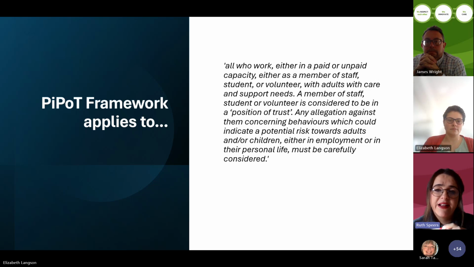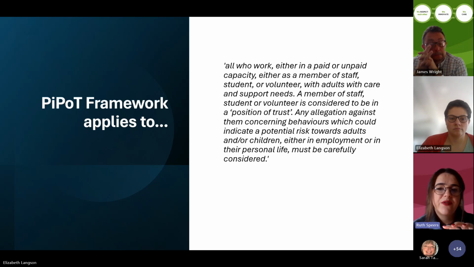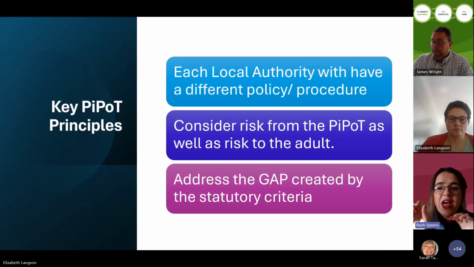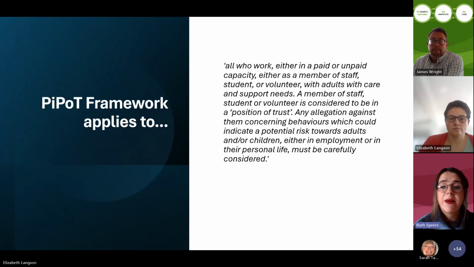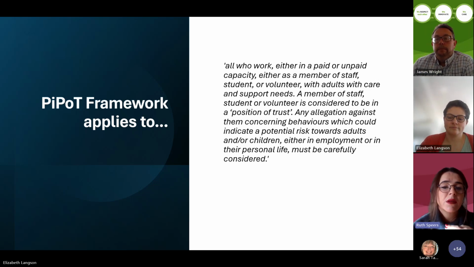And any allegation against them concerning behaviours which could indicate a potential risk towards adults and/or children, either in employment or in their personal life, must be carefully considered. That last bit is quite important. Remember that this refers to a person's conduct in both their personal and their professional life. Okay.